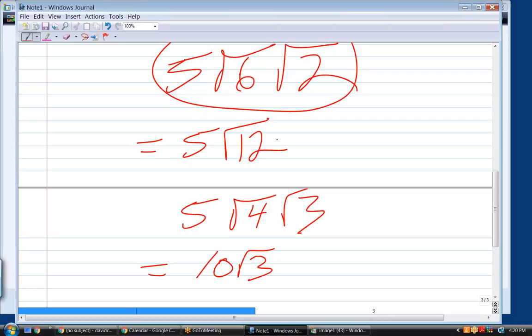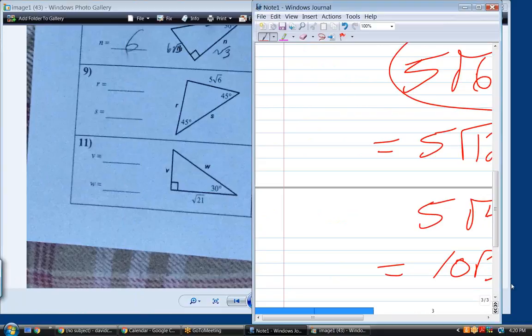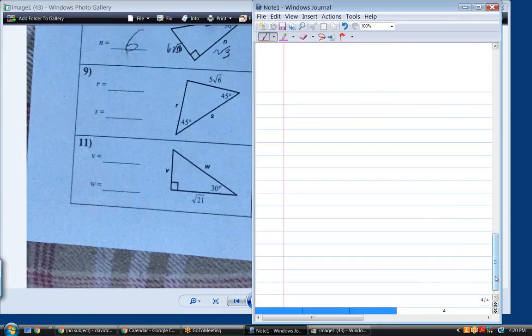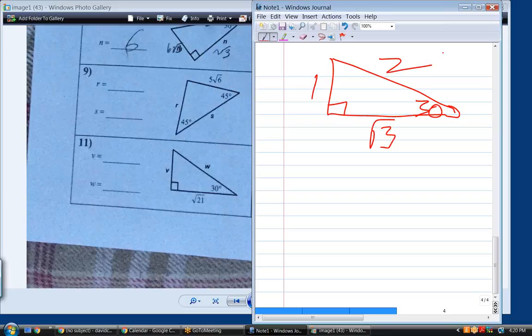Well, how do I get the similarity ratio? I'm not sure. Well, let me draw my unit triangle. This is 1, square root of 3, 2. Now, what does the similarity ratio mean? The ratio of the big triangle to the little triangle, corresponding side to the same corresponding side.